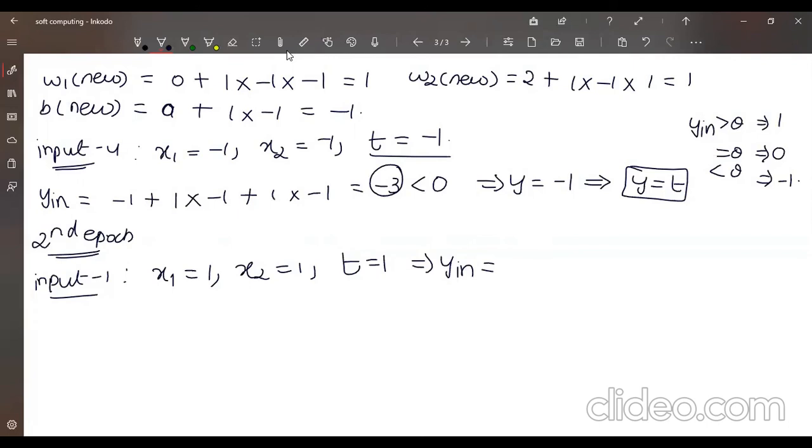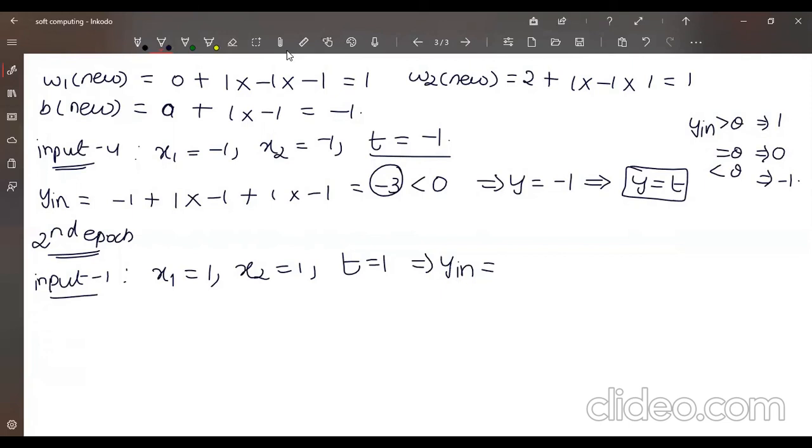If in case we didn't achieve the condition y is equal to t for the fourth input, then we have to update the weights and perform a second epoch, and see with what values of our weights we achieve the condition y is equal to t. If you have done 3 epochs and even then you didn't achieve the condition y is equal to t, then you can stop the network at that moment. 3 epochs is the maximum for such problems.